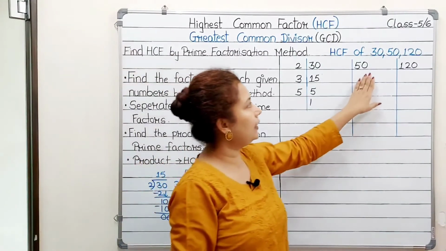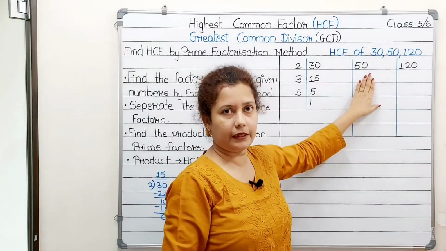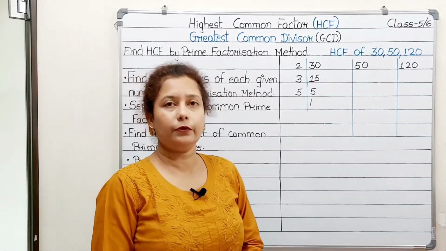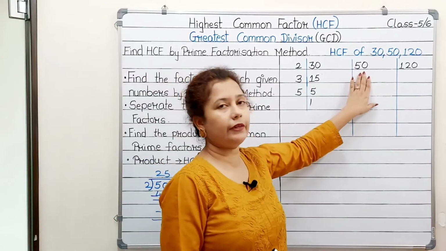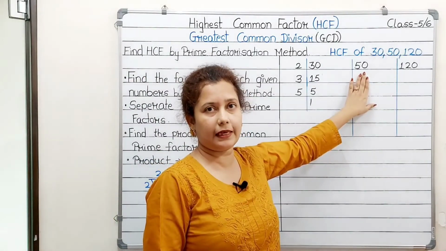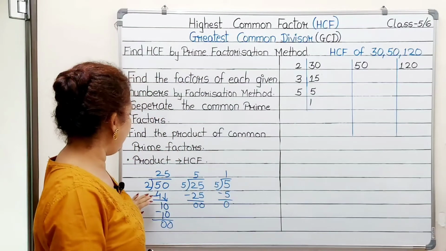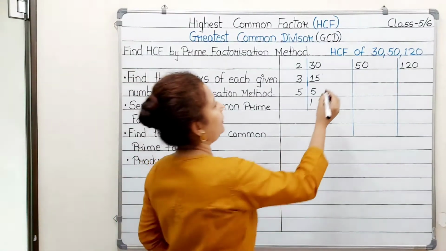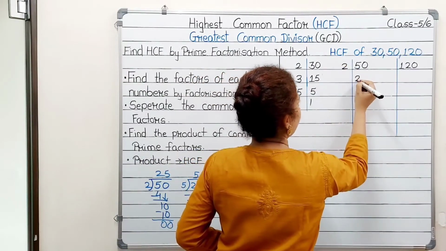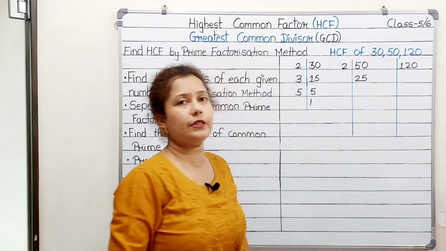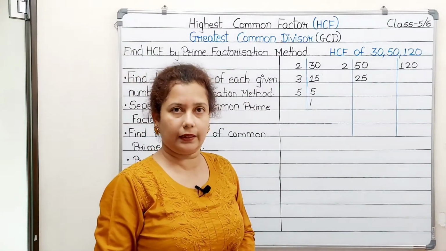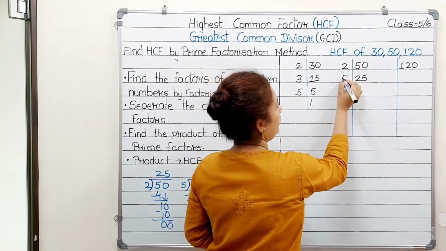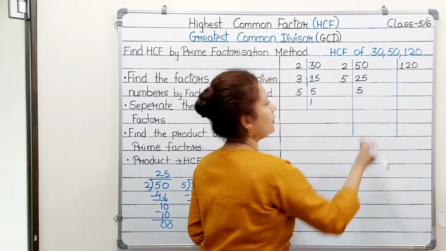Next we will move to the next number, that is 50. So we will find out prime factors of 50. To find prime factors of 50, we will divide it by the first prime number, that is 2. So when we divide 50 by 2, we will get 25 as a quotient. So here we will write 2 and 25 here. Now 25 is not divisible by 2 or 3. It is divisible by the next prime number, that is 5. So we will divide it by 5. So we will get 5 as a quotient.